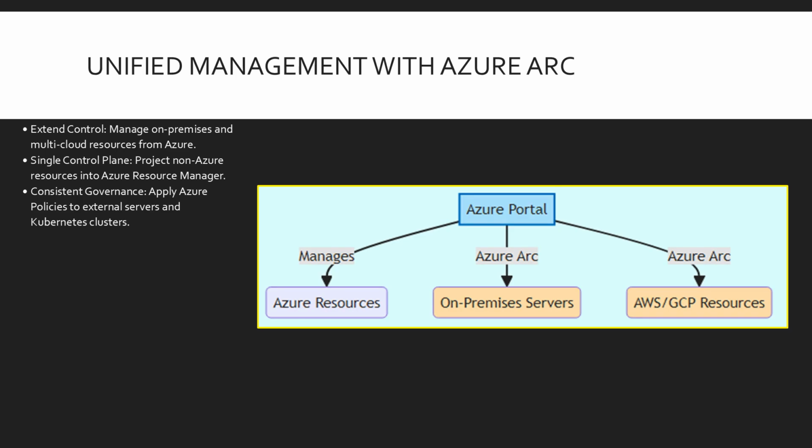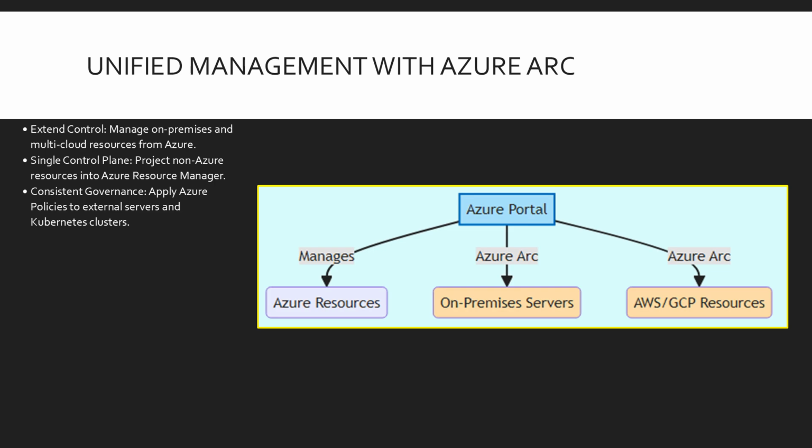Finally, cloud manageability extends beyond the cloud provider's own data centers. With Azure Arc, you can manage your entire environment including on-premises servers and resources in other clouds through a single control plane. Azure Arc projects these non-Azure resources into the Azure Resource Manager, allowing you to treat them as if they were running in Azure. This means you can apply the same tags, policies, and governance models we discussed earlier to your hybrid and multi-cloud environments, simplifying operations across your entire estate.